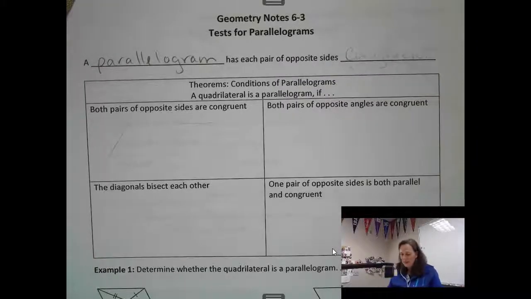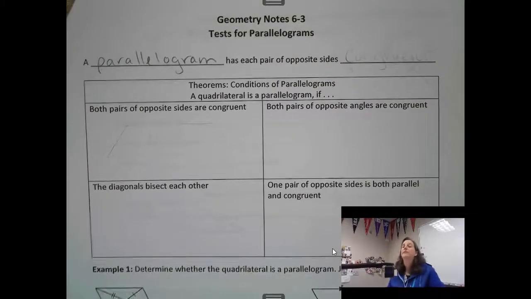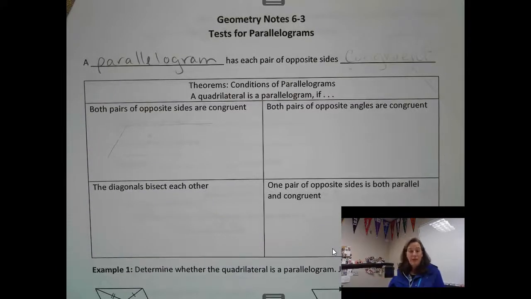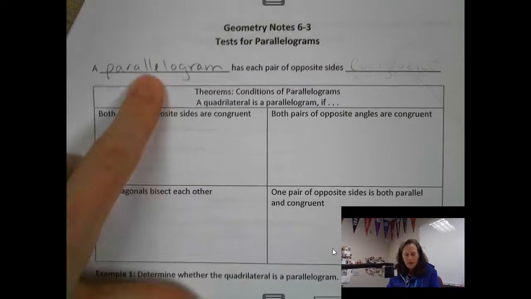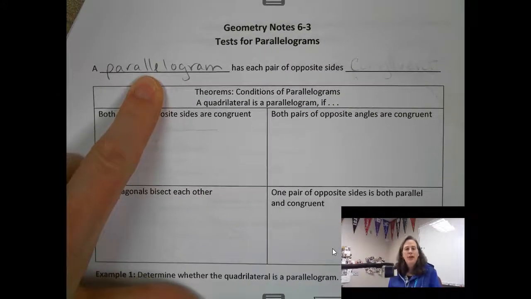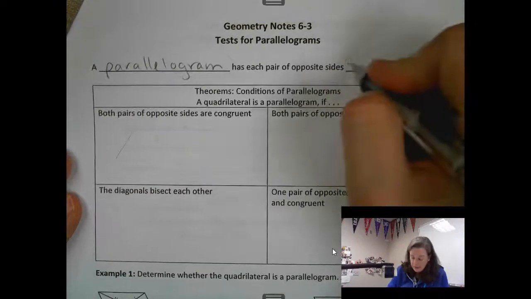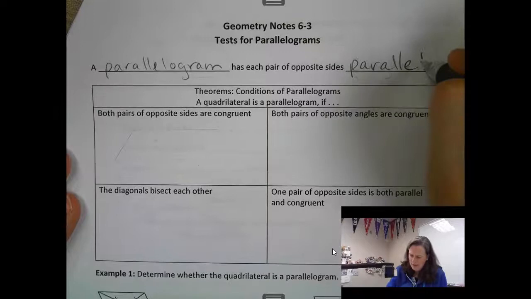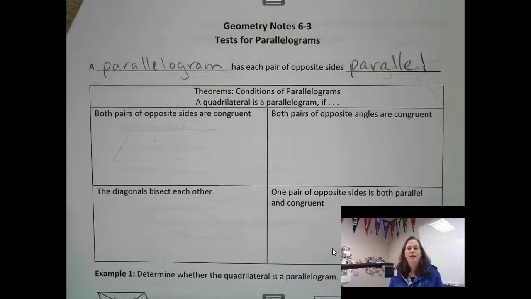Okay, this is 6-3. So this is tests for parallelograms. And we started yesterday talking a little bit about parallelograms. Today we're going to talk a little more about parallelograms. A parallelogram has each pair of sides parallel. Remember that from yesterday? Okay, so two sides parallel, two sides parallel.